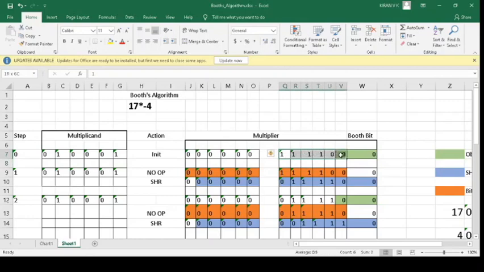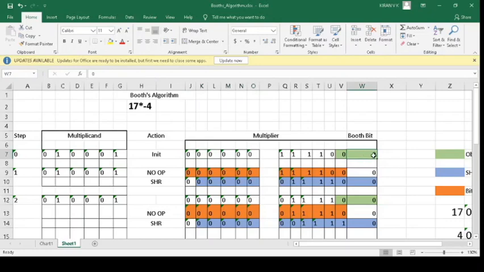So this is the -4 represented in 2's complement notation, and the left side portion of the multiplier should be all set to zeros. So we have a sequence of 6 zeros here. Then as usual, the Booth bit is initially set as 0.